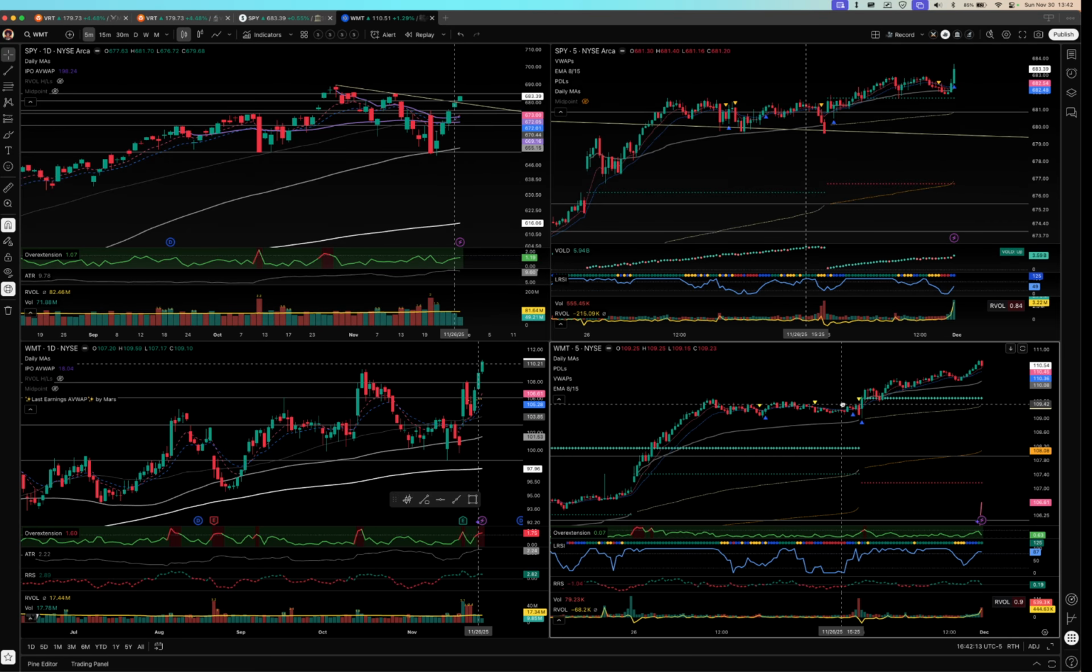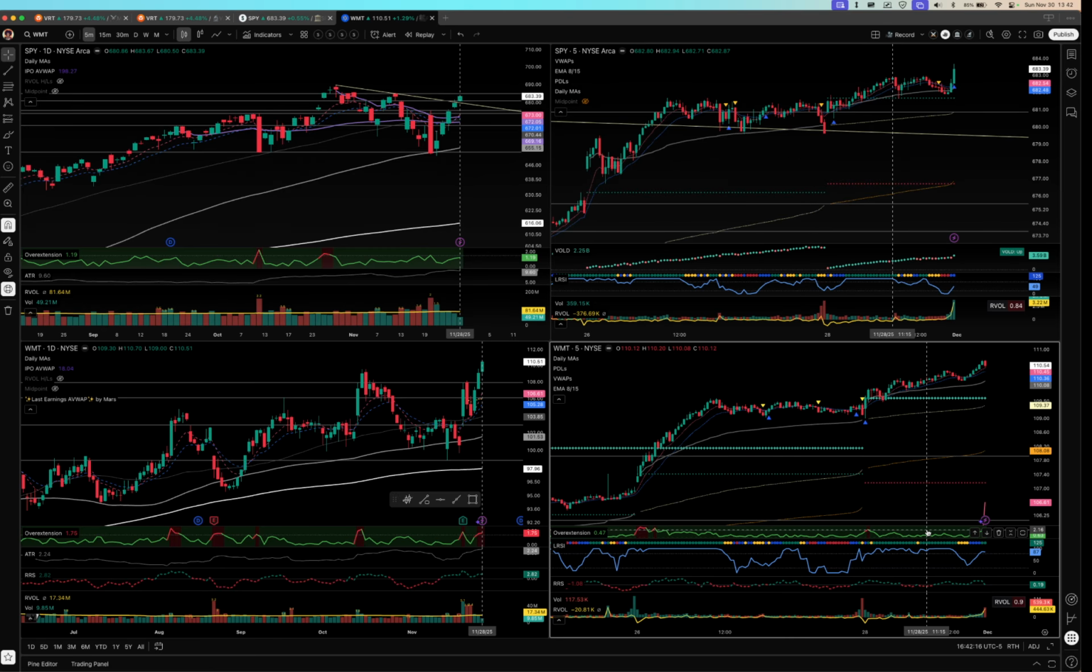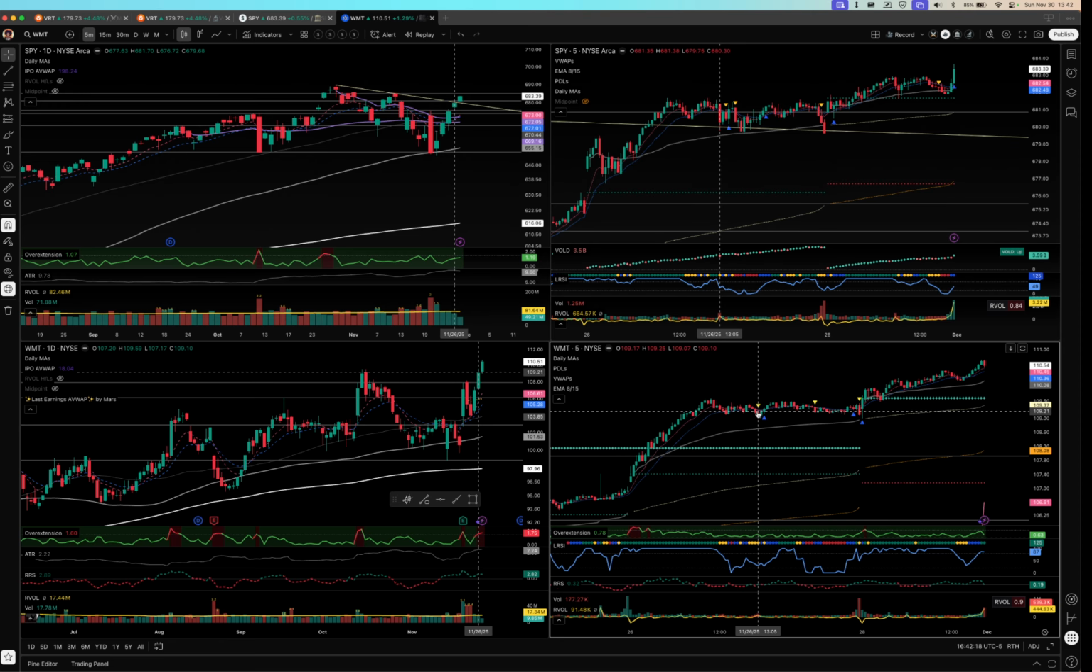And the bottom is the same thing, except I don't have VOLD. I do have this overextension, which is a little bit less useful on an intraday basis, but it can be useful. And I have the relative strength indicator on here.